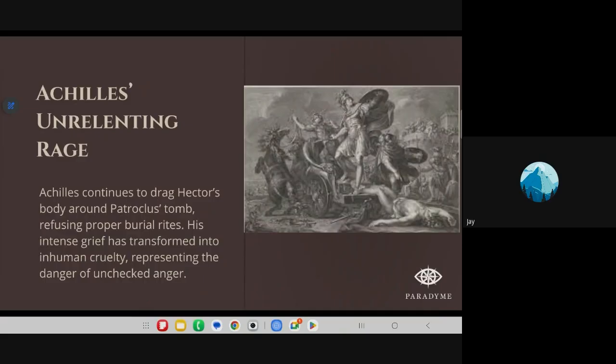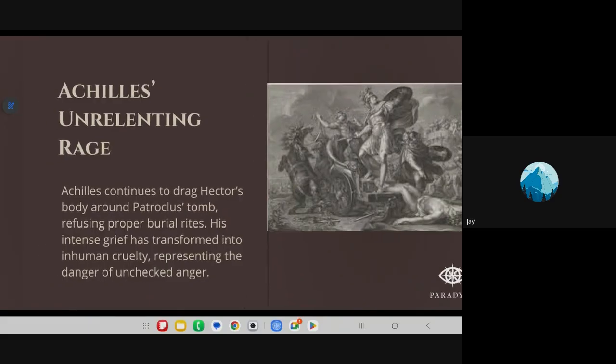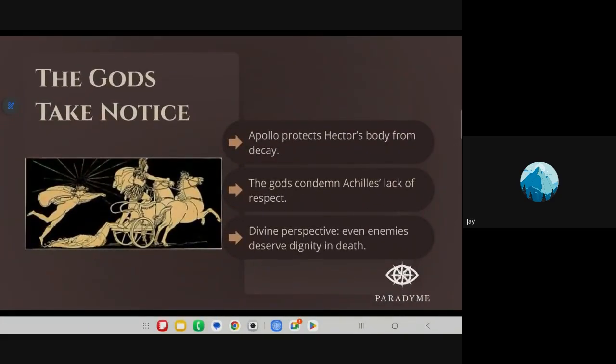Achilles continues to drag Hector's body around Patroclus's tomb, refusing proper burial rites. His intense grief has transformed into inhuman cruelty, representing the danger of unchecked anger. The gods take notice. Apollo protects Hector's body from decay. The gods condemn Achilles' lack of respect. The divine perspective: even enemies deserve dignity in death.